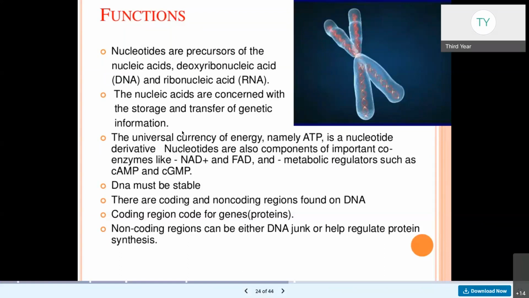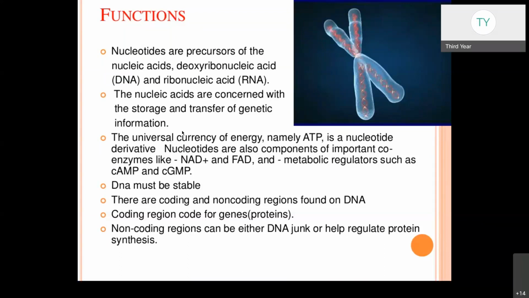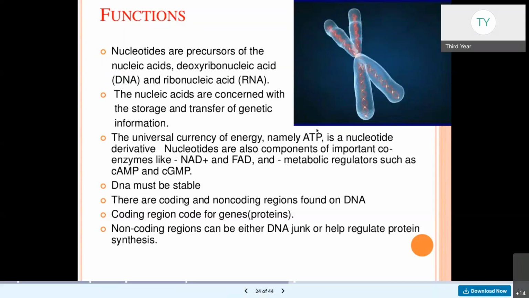And apart from being part of the DNA and RNA, nucleotide is also part of the currency of energy, like ATP, which is the currency of energy, and it is made up of adenosine triphosphate. So it is termed ATP and it is made up of nucleotide. So nucleotides are part of the currency of energy. Nucleotides are also part of coenzymes like NAD, FAD.